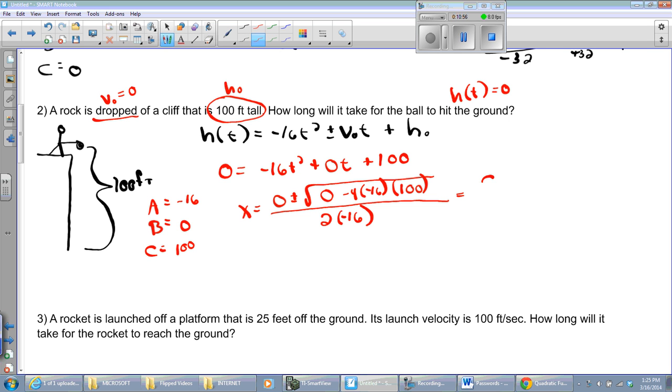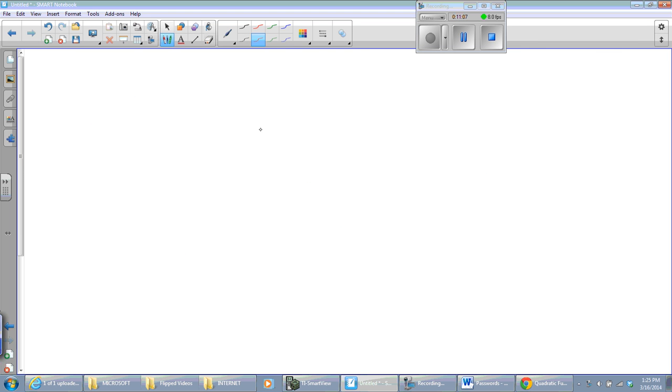So 0 plus or minus. Okay, now I'm thinking, these numbers are all perfect squares here. I'm thinking that one is going to be positive, so that's a good thing. But I have 4 times 16 times 100. Remember when we simplified rads? Let's work smart, not hard. This is 2 times 2. So there's a date, right? Okay. This is 4 times 4. There's another date. And this is 10 times 10.